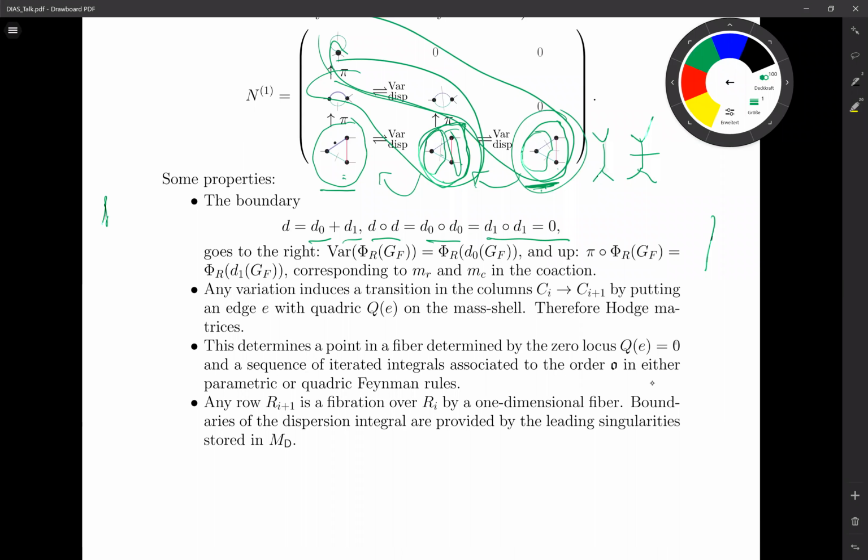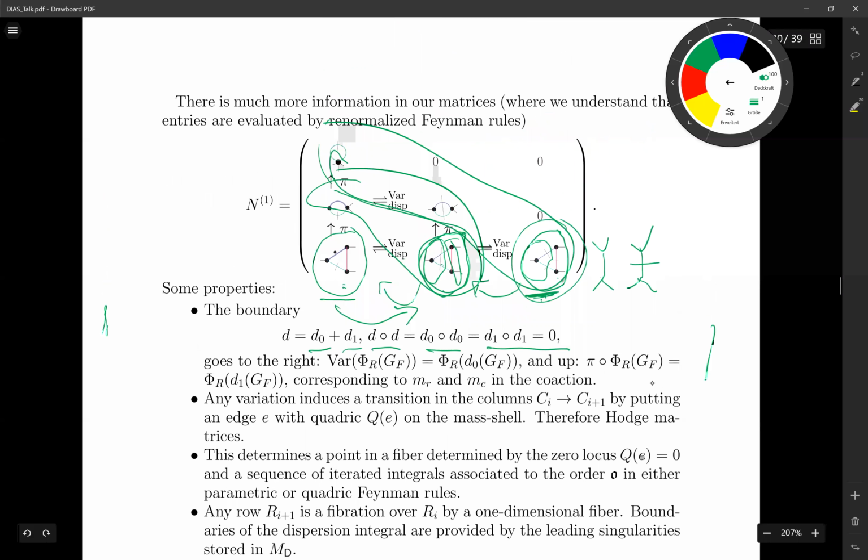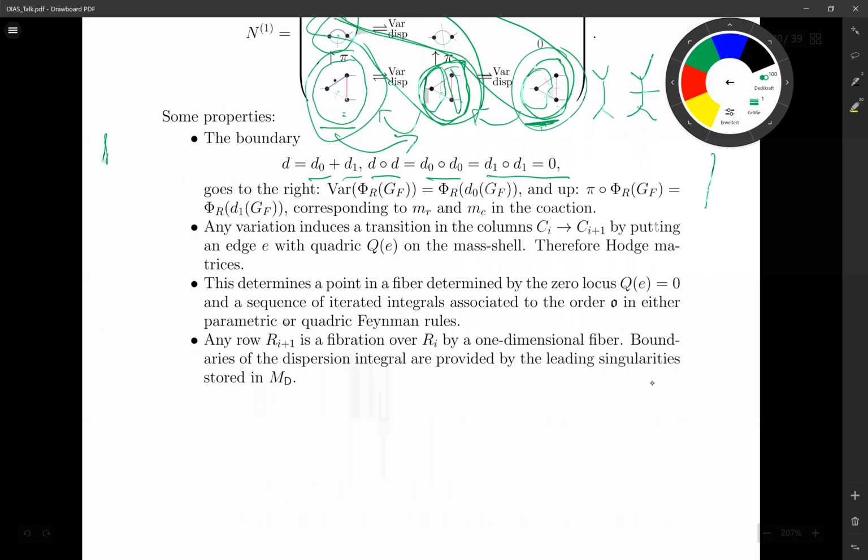So a variation basically induces a transition from one column to the next, which you want to invert by a dispersion relation. This gives you a Hodge matrix. And if you look, this has 2 edges, this has 3 edges. So this is an integral in projective 1-space, and this is an integral in projective 2-space. There is one dimension different. Precisely, this integral is a fibration over a base space provided by the integrand from here. So there's a nice fibration story going on.